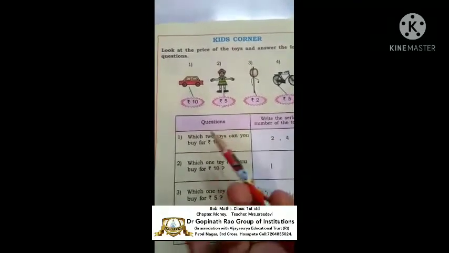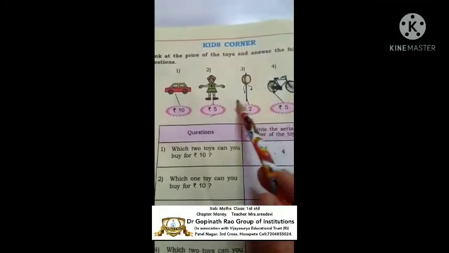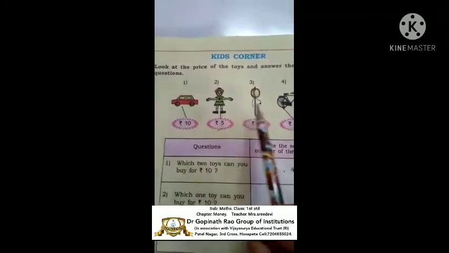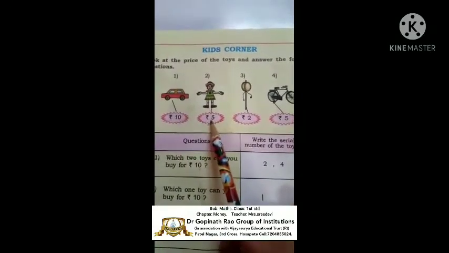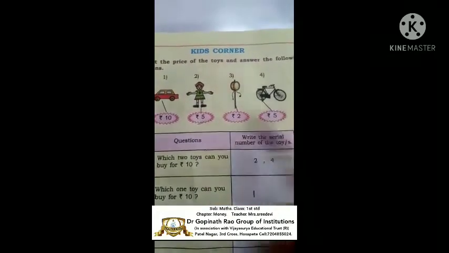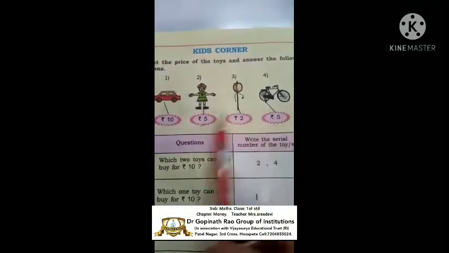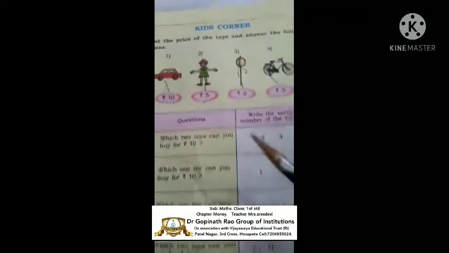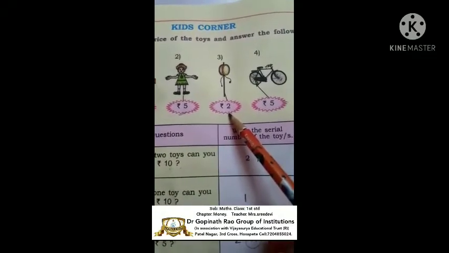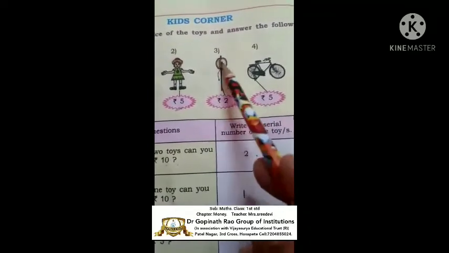How can I buy? I can't buy only one car. See, I want two different toys. So there is no other option, children. I can buy only one car, one doll, and one cycle. So that I can take within 10 rupees, I can buy two toys here. If I buy this one, I'll get 5 toys, children, only of the same kind.